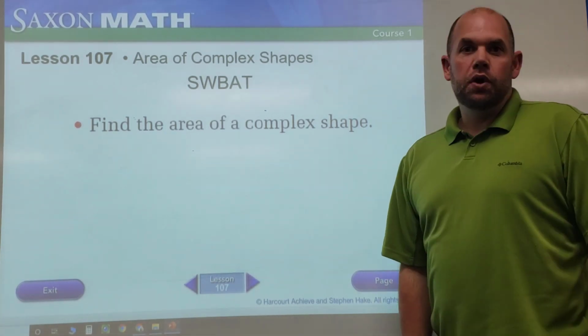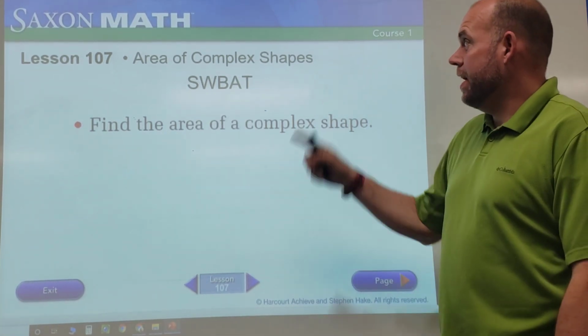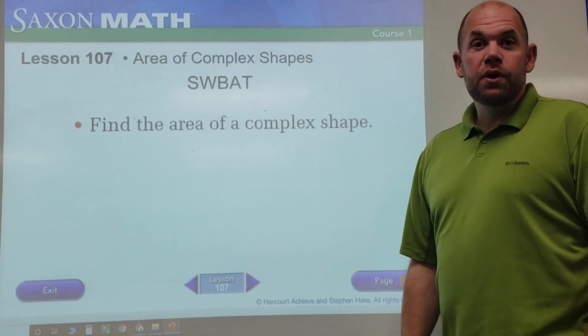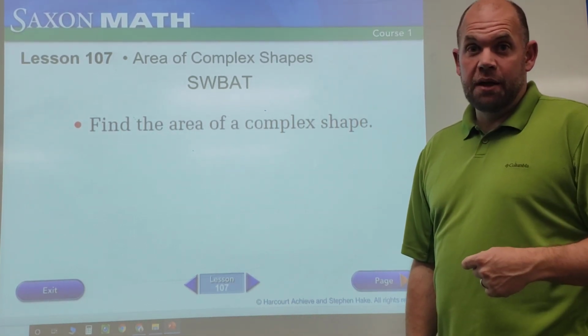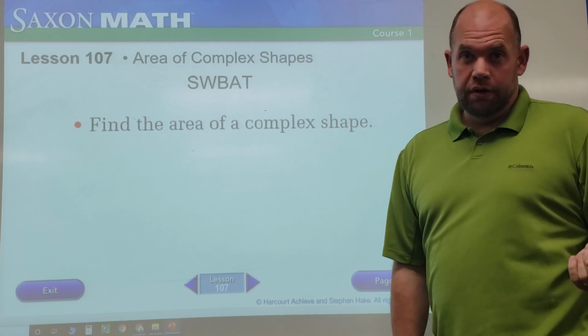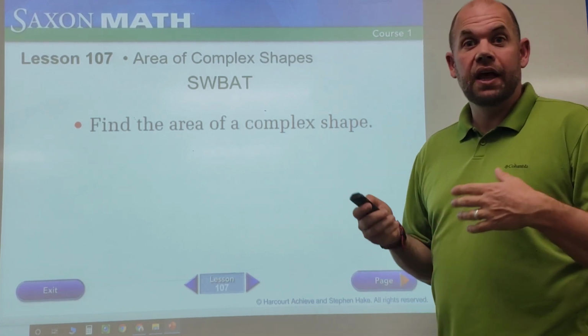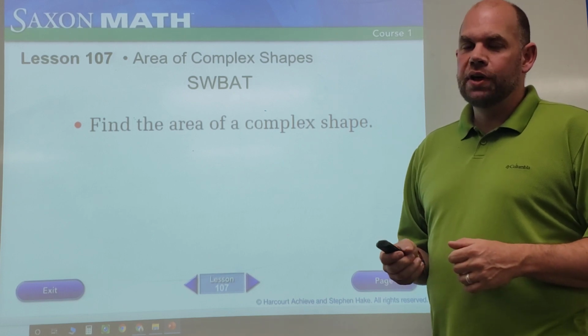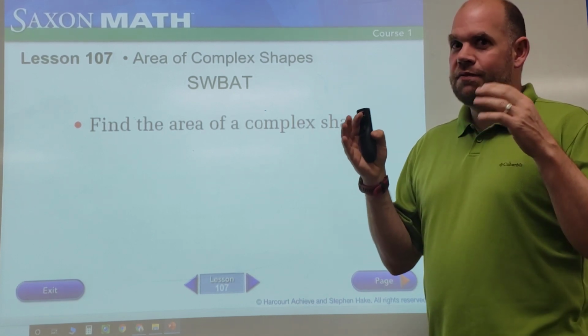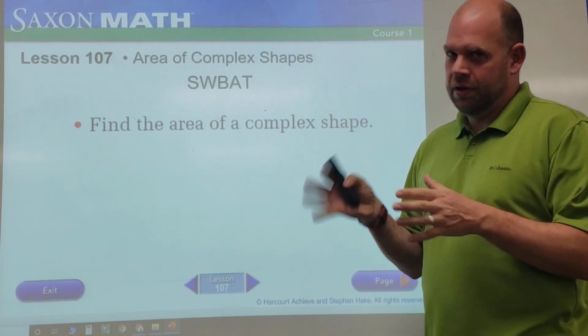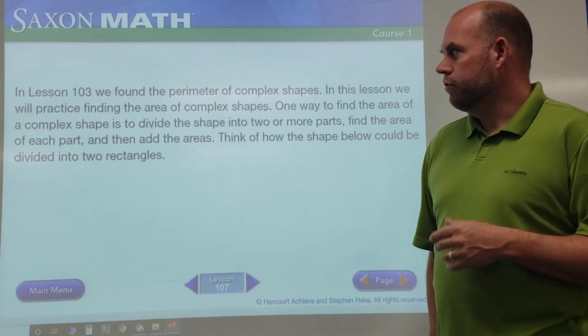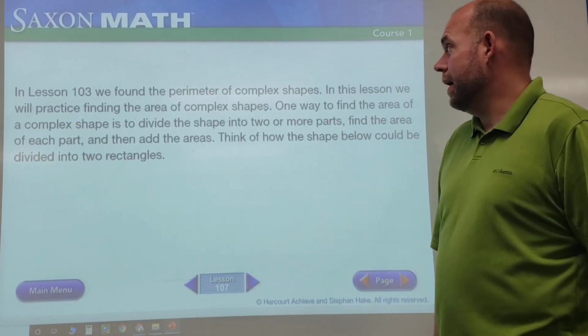We're doing lesson 107. This is the area of a complex shape. Now we did the perimeter of complex shapes back in lesson 103, so it hasn't been too long since we did perimeter. Today we're going to calculate area. And as you know, if you know how to calculate perimeter, calculating area isn't very tricky. So this lesson isn't so bad.